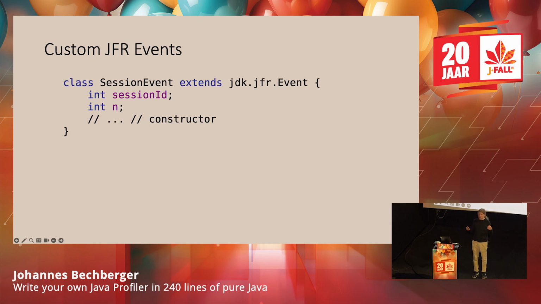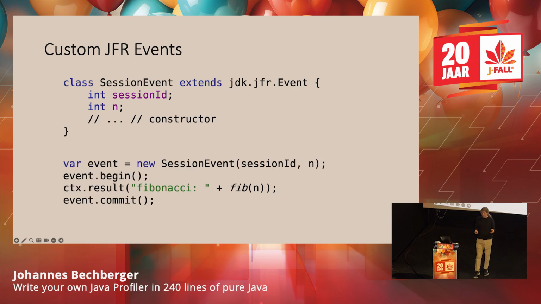What we want to do, in many cases, is use these custom events, because JFR allows you to create custom events that are also present in your JFR file and that you can use with your regular JFR viewers. And the cool thing is, it's quite easy. You just create, in our case, a class SessionEvent that extends the JDK's JFR Event, and then we store a session ID and an end Fibonacci number that created it, and we just have a constructor, nothing more.